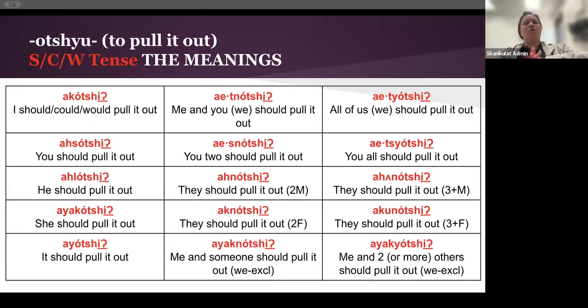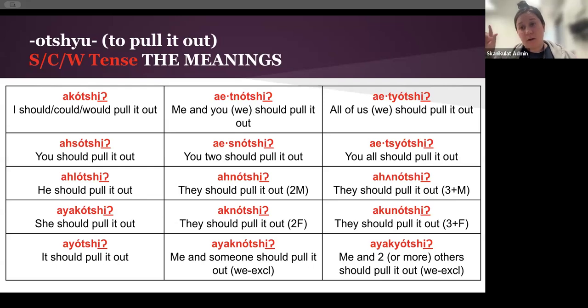Changes, translations: Agoch, Agochi, I should, could, or would pull it out. Asoch, you should pull it out. Ahloch, he should pull it out. Okay, remember, we're talking about the tense, should, could, or would. We're talking about the verb, pull it out. We're talking about the subject, who is it? Yago, her. Ayagoch, she should pull it out.